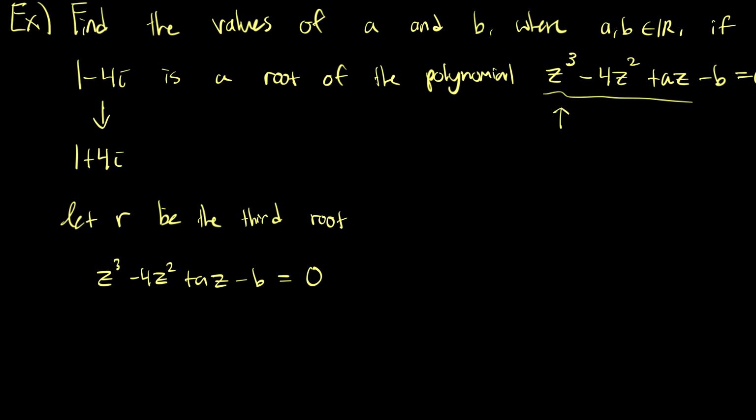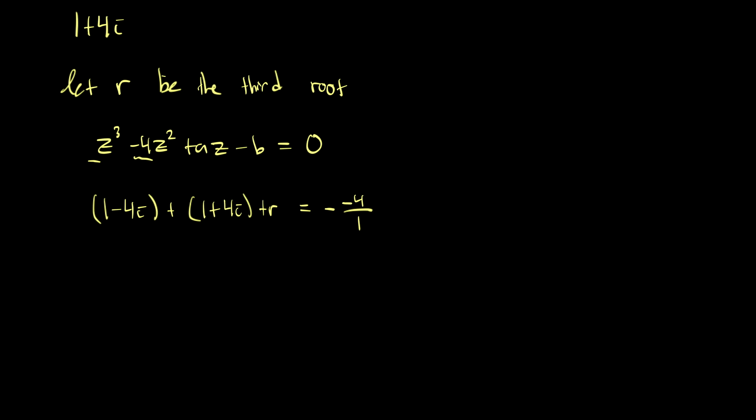Now, what we're going to do here is first find the value of r really quickly, and we can do this using Vieta's formula. We can say the sum of all roots is going to be equal to the negative of negative 4 over 1, so that's really just 4. Let me simplify the left part. It is going to be 2 plus r equals 4, so r equals 2. That is the third root.